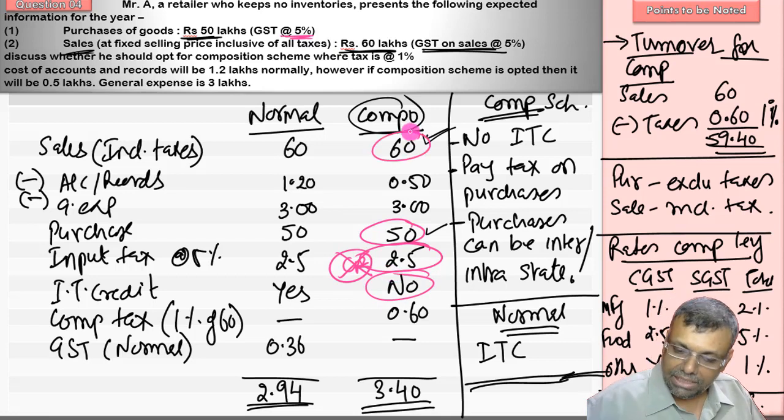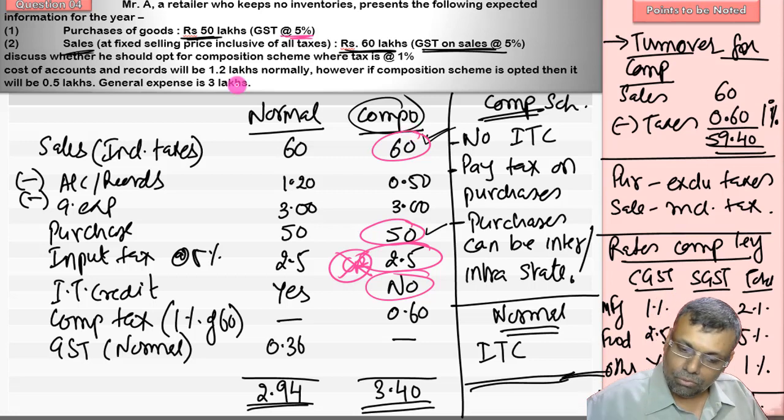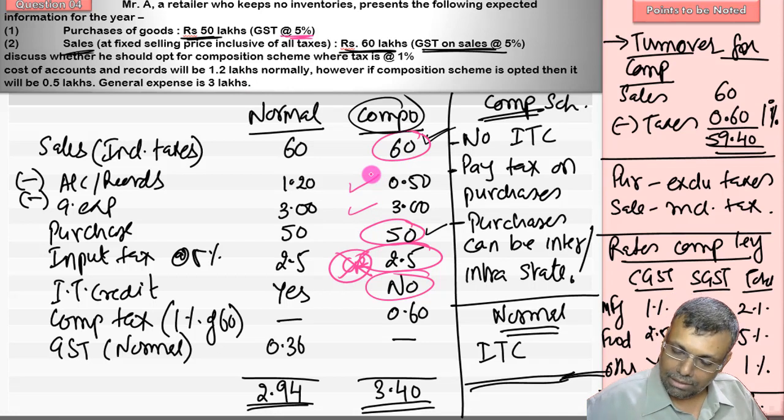And on the 60, you cannot even collect your GST, nor will you get the input tax credit. So whatever the other data is, like your general expenses, accounting records and whatever costs you have, you have to take into account.